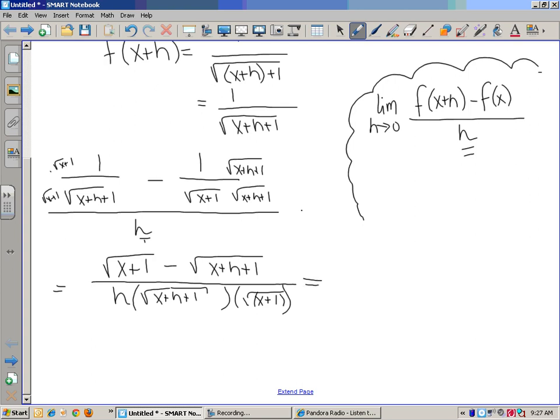All right. I still can't plug in 0. Now that I have a common denominator, I can actually multiply by the conjugate. So let's multiply by the conjugate. And remember, the conjugate looks just like that. The only difference is the sign change. Okay, this one is super ugly.